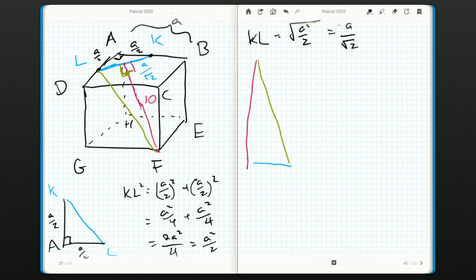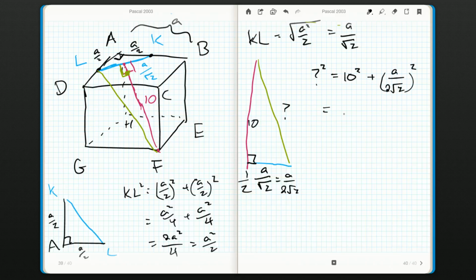Okay, we have a right angle here. We know that this is a half of the whole blue length, which is A over root 2, so this is A over 2 root 2. We know the red is 10, and the green is, I don't know, but we've got a right angle. So how about we work this out? Our question mark squared is 10 squared plus A over 2 root 2 all squared. So that's 100 plus A squared. What's 2 root 2 squared? Well, that's 8. So we have 100 plus A squared over 8 is our question mark squared.